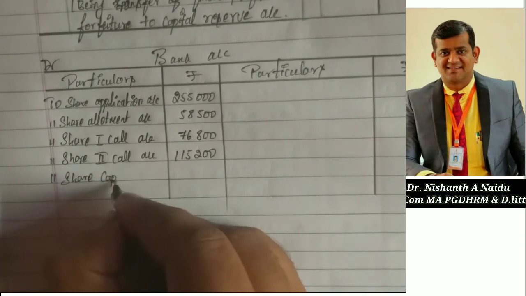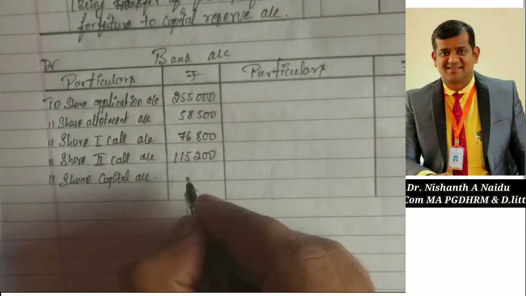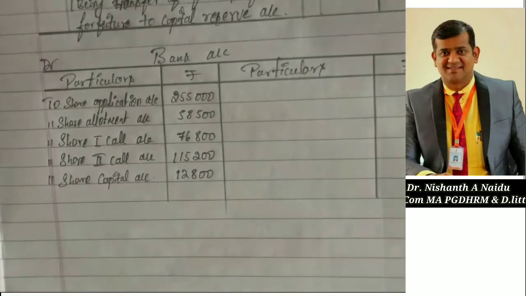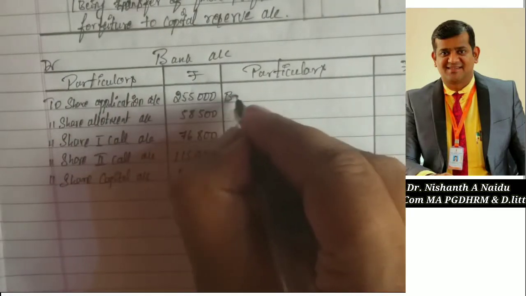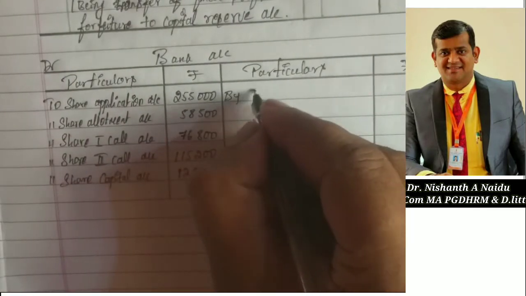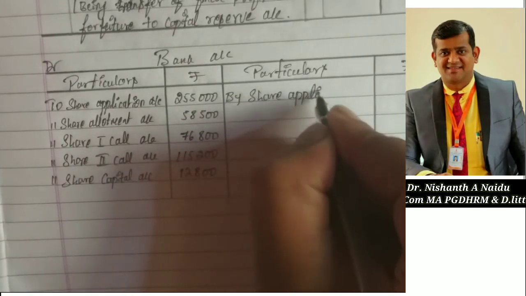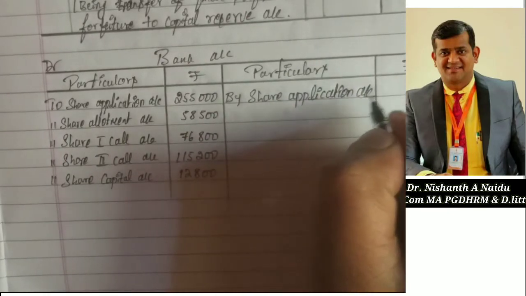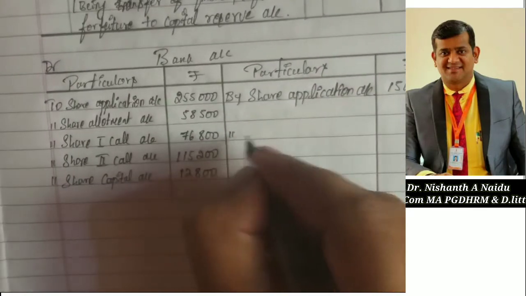So share capital account. So how much we have received? That is bank account 12,800. Okay, so that's all. So now do we have any payments which we have rejected and refunded? Yes, that is by share application account. How much we have rejected? Share application account 15,000 rupees. So that's all, we don't have anything else.